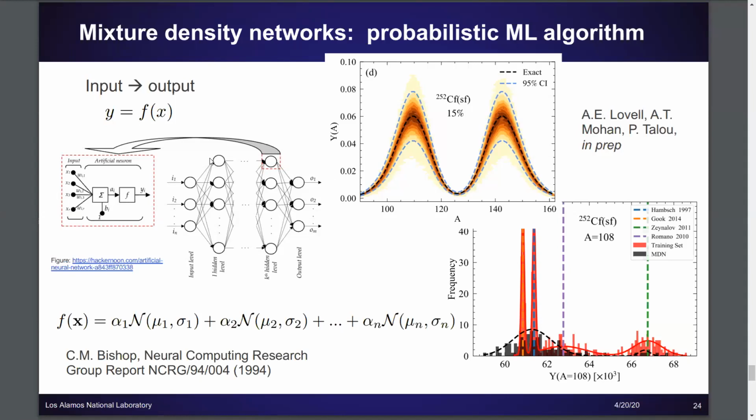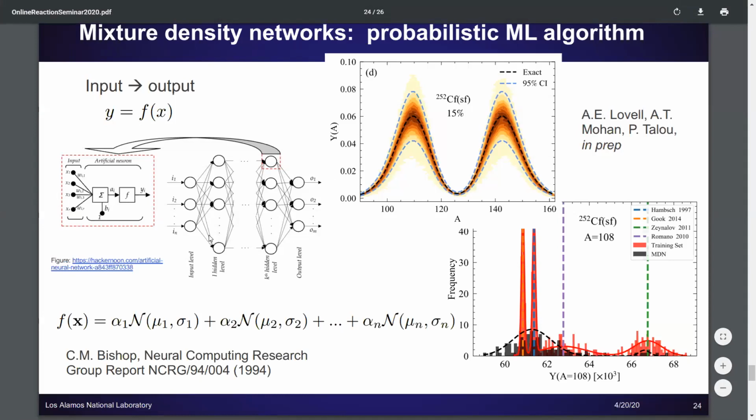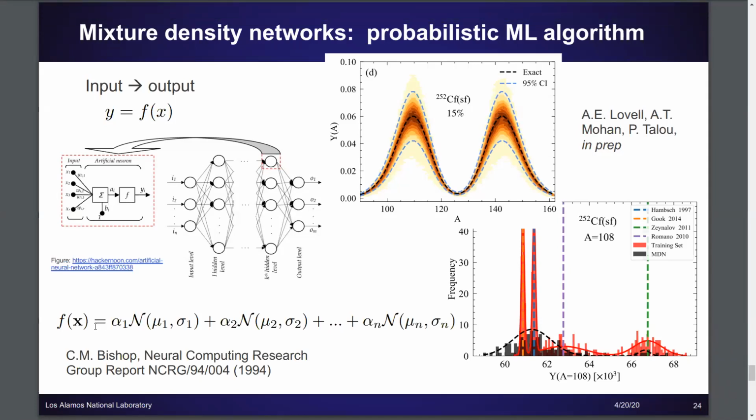And it's typically deterministic. What we've been looking at is this mixture density network, which says instead of directly mapping my input to my output, I'm going to describe my output as a sum of Gaussians. And then I'm going to use the ML algorithm to determine the weight, the mean, and the standard deviation for each of these Gaussians. And this gives a way to propagate uncertainties because at every point you're predicting, you actually have a distribution of results.